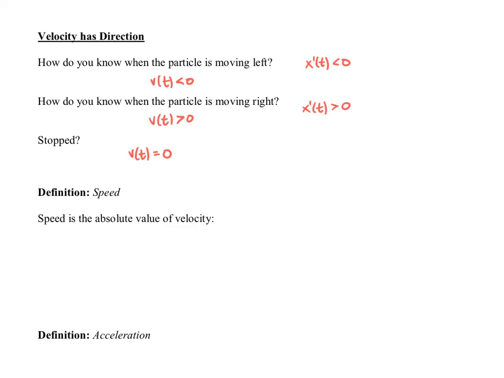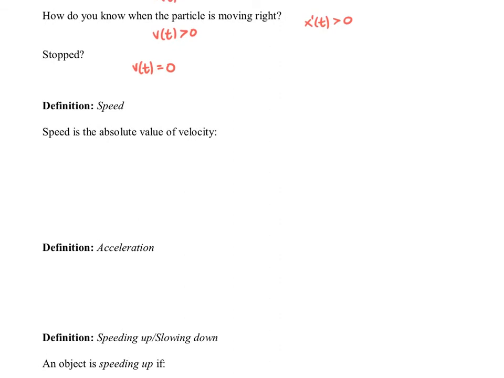Okay, let's talk about speed. Speed is the absolute value of velocity, and speed is not directional. Speed is a calculation of how fast an object is moving, and it's not based on the direction it's moving in. Remember that in parametric form, the speed is equal to the square root of the derivative of x with respect to t squared plus the derivative of y with respect to t squared.